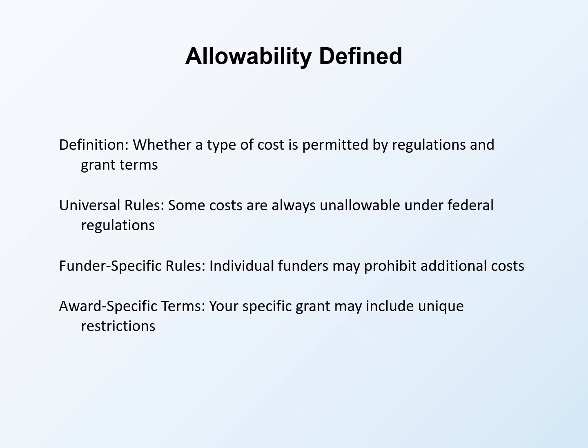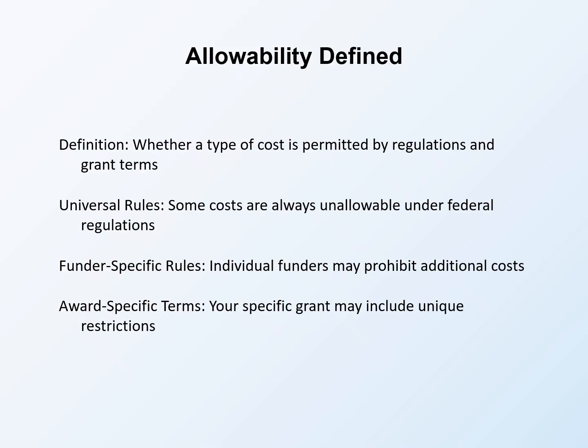Award-specific terms in your notice of award may include unique restrictions. Reviewers might recommend limiting certain costs. Program officers might require prior approval for purchases above certain amounts. Your specific award terms may restrict costs that would otherwise be allowable under general rules. Always read your award documents carefully for any cost limitations.